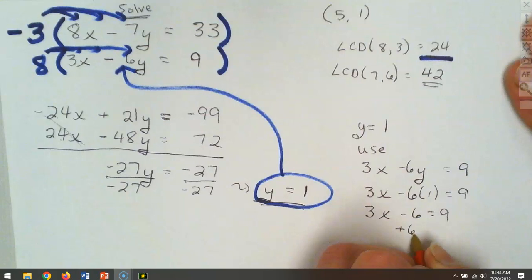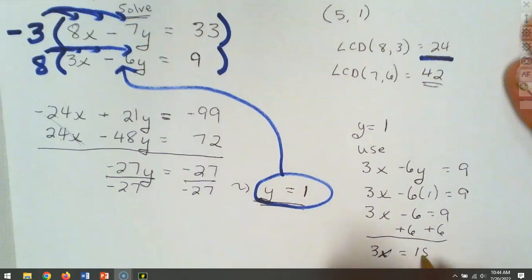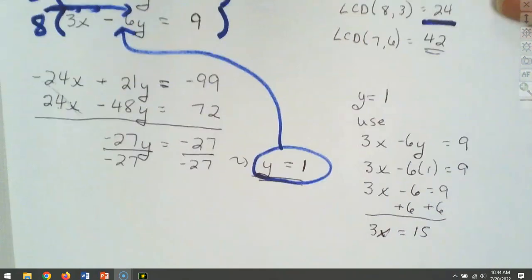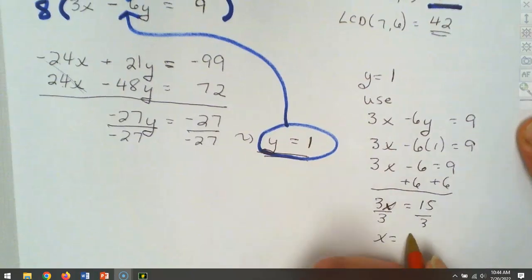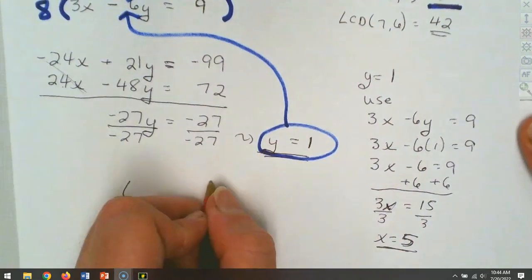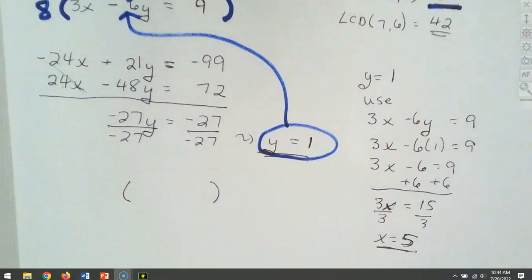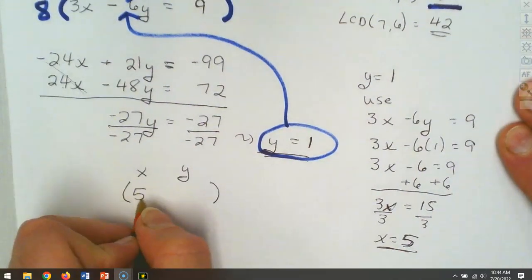We're going to add our 6, and we get 3x equals now 15. Divide by our 3, and we have x equals now 5. And so what's my solution as an ordered pair? My solution as an ordered pair, they go x, y, would be 5, 1.